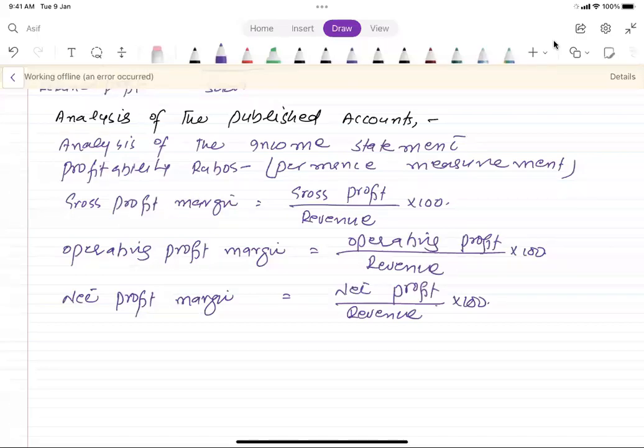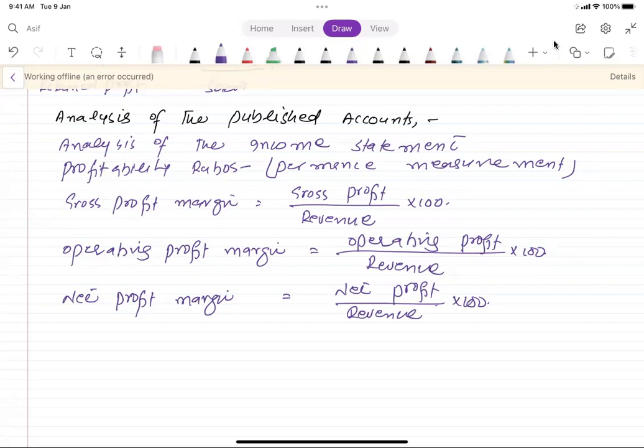Okay, the next thing that we are going to study is the analysis of the published accounts. When we talk about the analysis of the published accounts, we need to study two things. One is analysis of the income statement, and second is analysis of the statement of the financial position, or balance sheet. In the analysis of the income statement, we calculate three types of ratios.